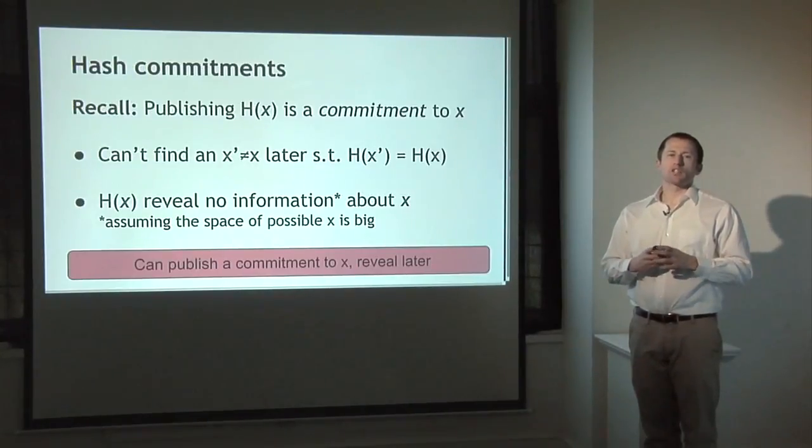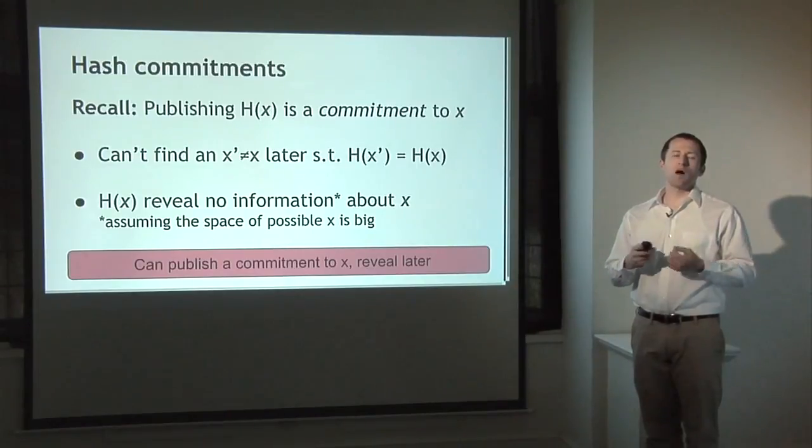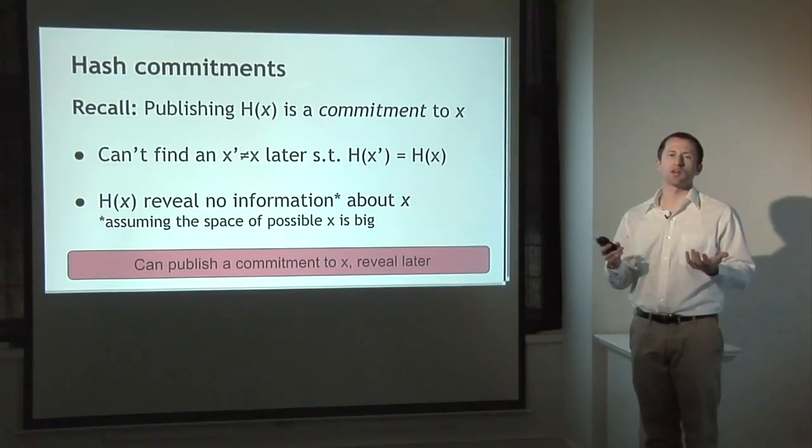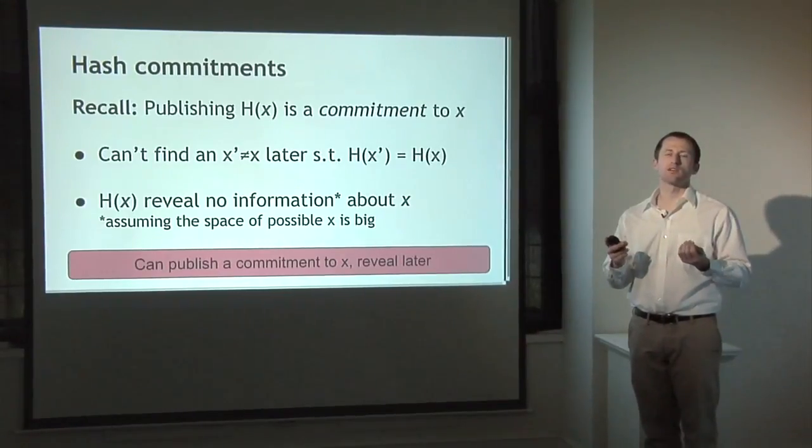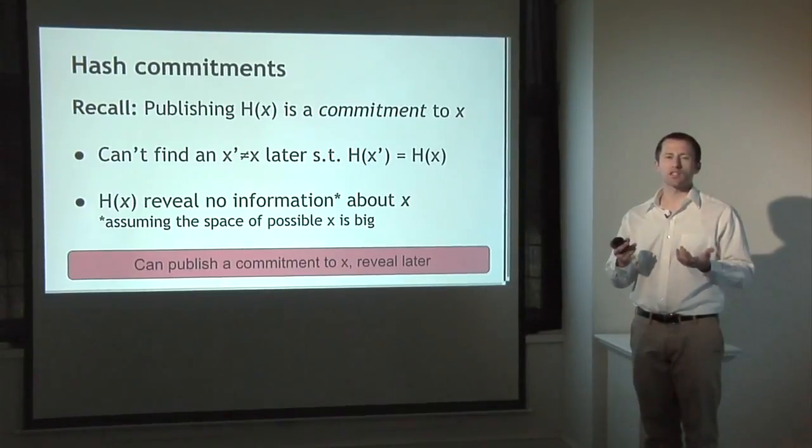So recall that we can use hash functions to commit to data. So instead of publishing the data x that we want to prove that we know, we publish the hash of x. And the properties of the hash function guarantee that we can't later find some other value x prime that has the same hash value as x. If we did, that would be a break of the cryptographic properties of the hash function. And we also have the nice property that the hash of x shouldn't reveal any information about x. With the caveat, of course, that that's only true if x comes from a large possible space. Otherwise, somebody who has x or somebody who has the hash of x can simply try different potential values for x and see if any of them match.